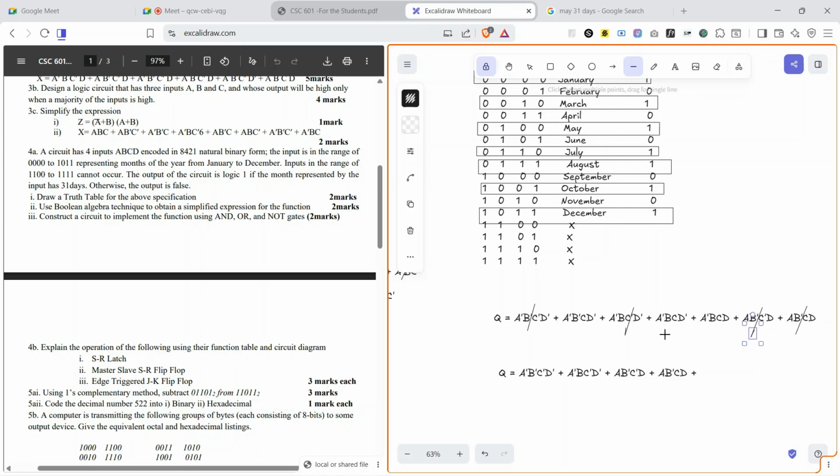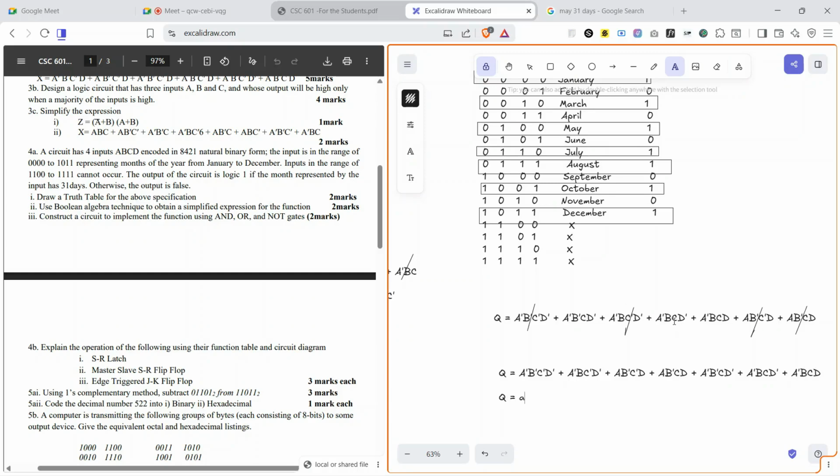So which other one? We can move this and this together. So that is A, A bar, B bar, C, D bar, yeah, plus A bar, B, C, D bar. Yes. So we eliminated this and this. Then the leftover would be A bar, B, C, D. So I think this makes it easier for us now to calculate.